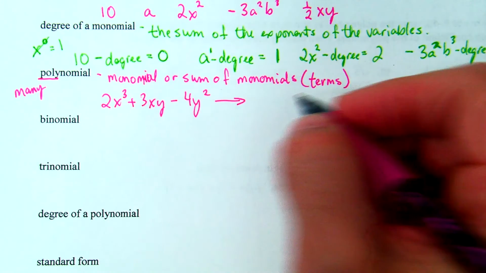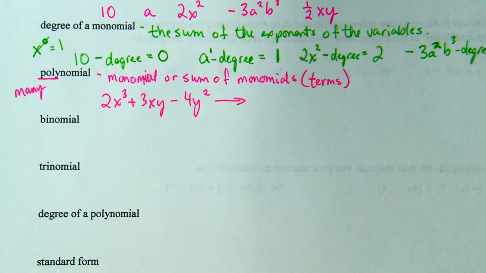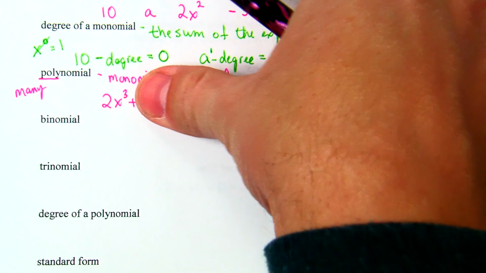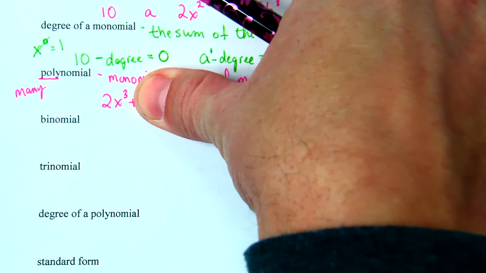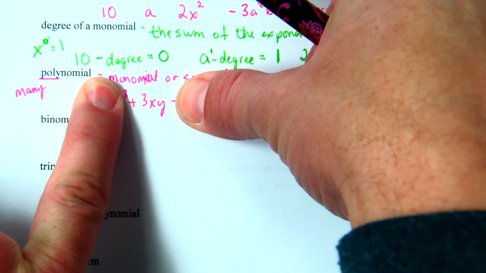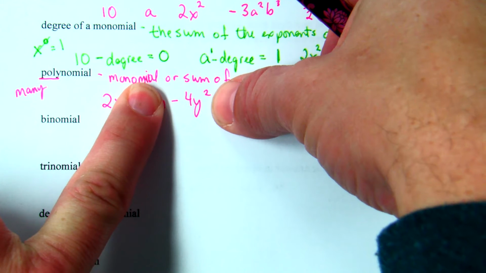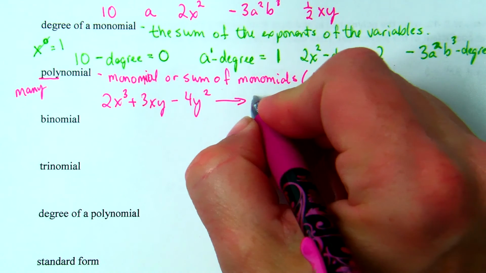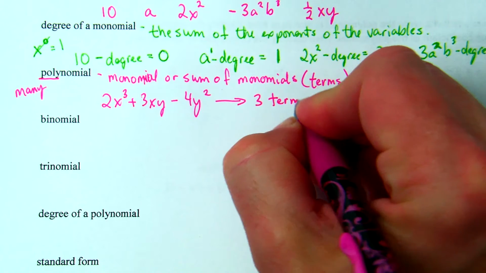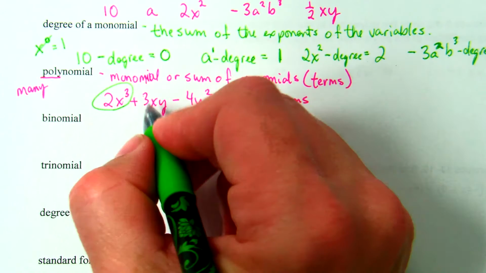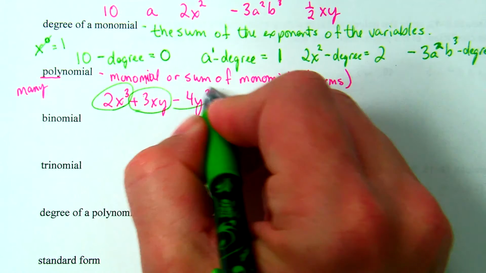How many terms do we have here? If we're looking at this in the sense of terms, that's a term. 2x cubed is a term. 3xy is a term, and negative 4y squared is a term. So how many terms do we have? We have 3 terms. And we could circle those just so you see what we're talking about. That's a term, and that's a term.